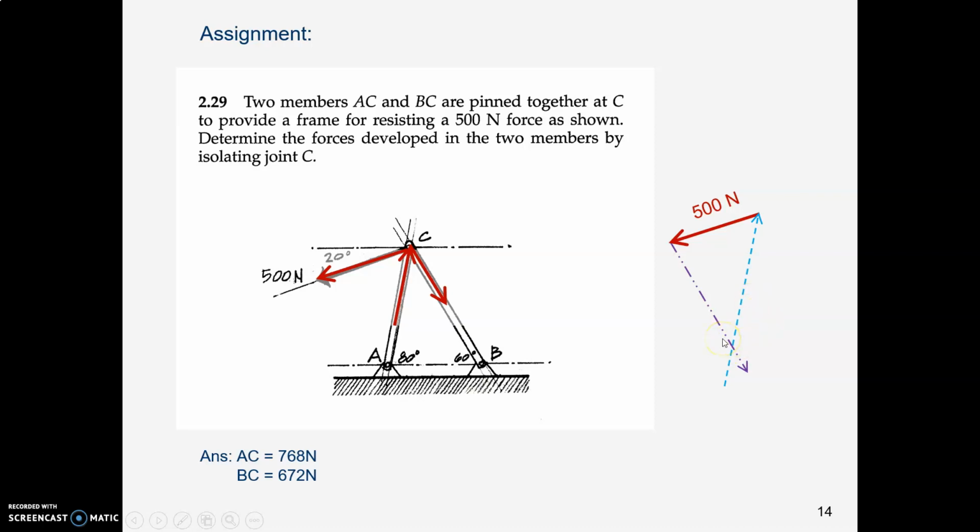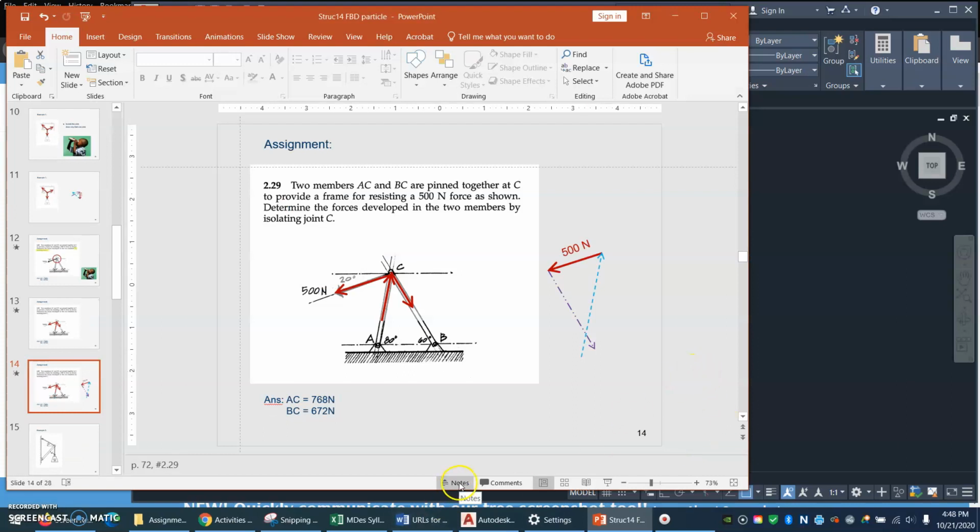It should be what? BC, this should be 672. However long this one is, that's the magnitude of that force. That should be 768. So let's go look at an example in CAD.